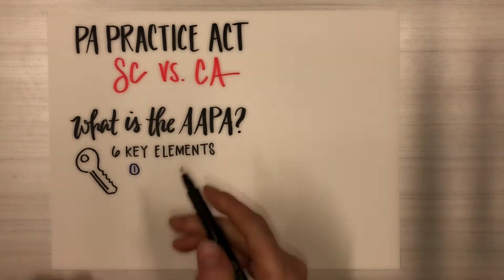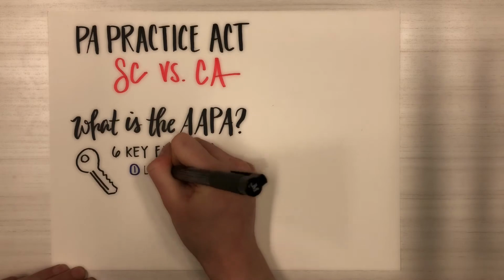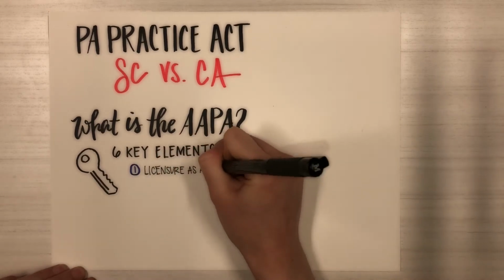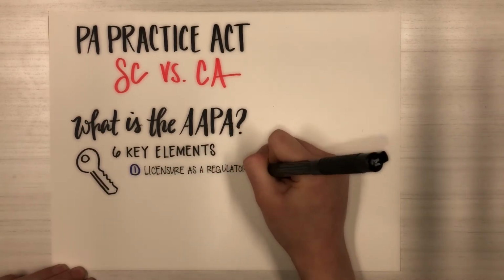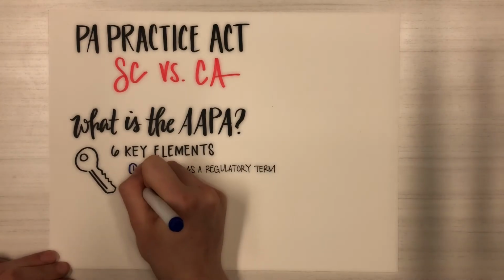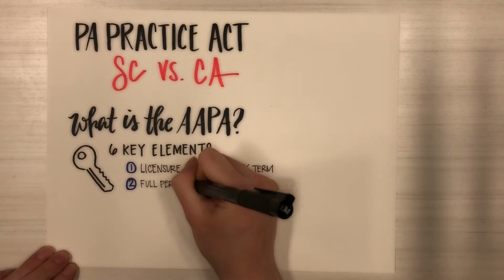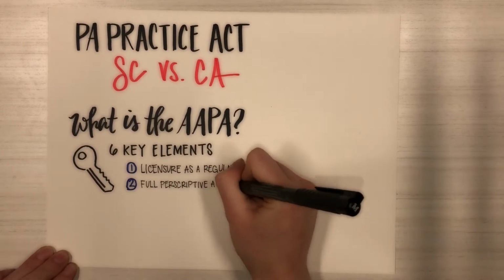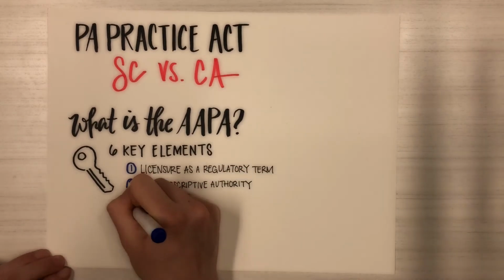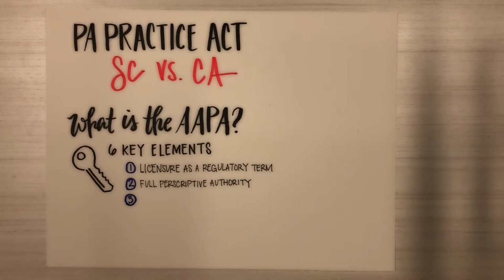So the 6 key elements. The first one is using licensure as a regulatory term to refer to PAs. So instead of saying certified, we would say licensed. Number 2 is going to be full prescriptive authority. This is going to include all controlled substances class level 2 through 5.